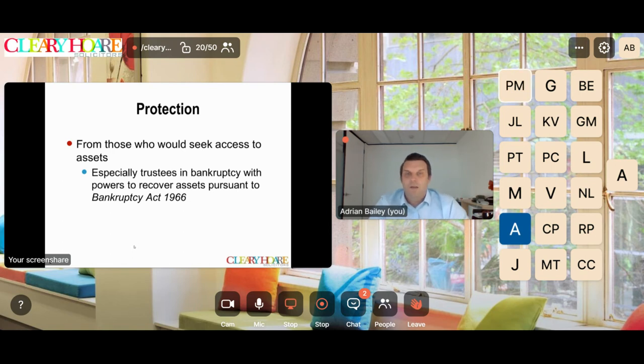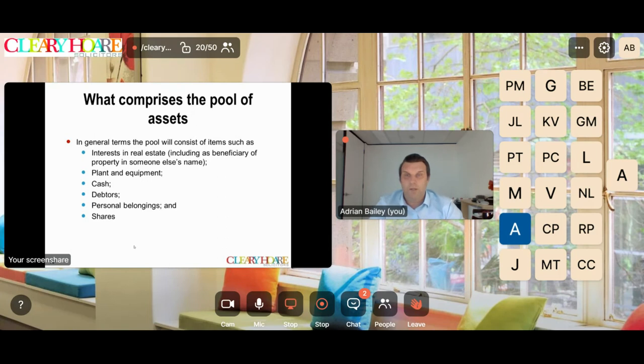Okay. In terms of protection of assets, what we would want to do for clients, obviously, is protect them from anyone who would want to seek access to those assets. So that's what asset protection is. And considering our paper today, we're really wanting to have a look at the trustees in bankruptcy. So that's who we're looking to protect from. So in order to do that, we need to know what the pool of assets is. We need to know what expands the pool and what shrinks the pool as well, because we need to know what sort of strategies we can implement if we're doing any sort of planning with clients.